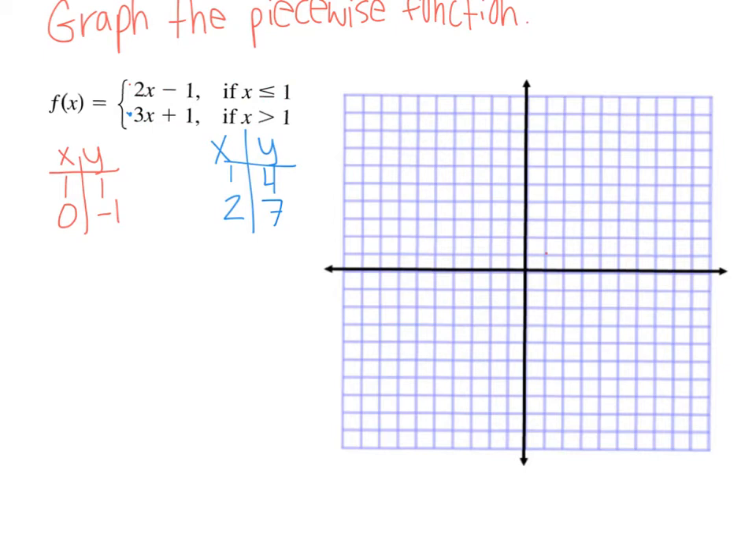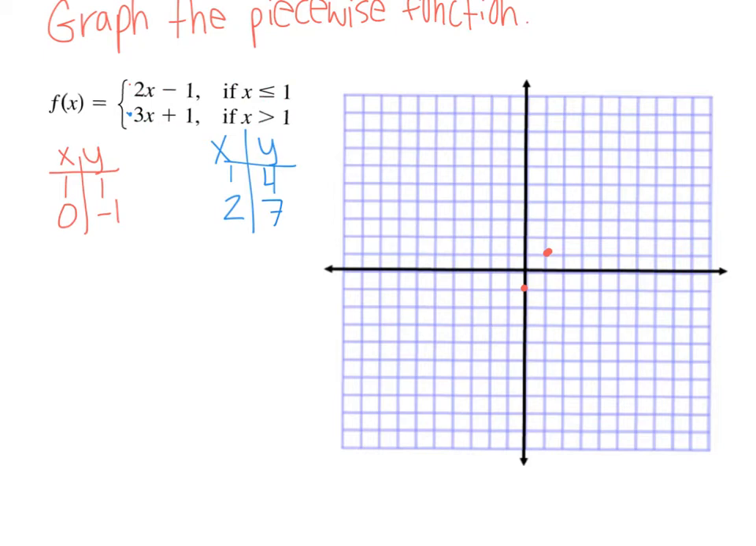Make that a little bigger. Okay, so closed point at 1, 1. Next, I am going to graph my second point at 0, negative 1. So I have my 2 points plotted. Now I need to draw my line through.